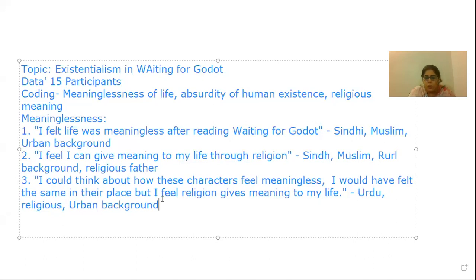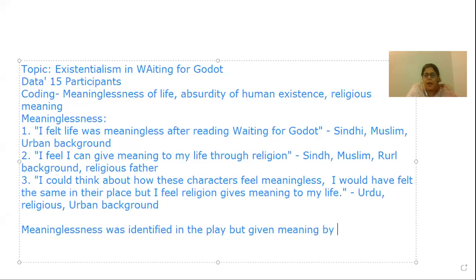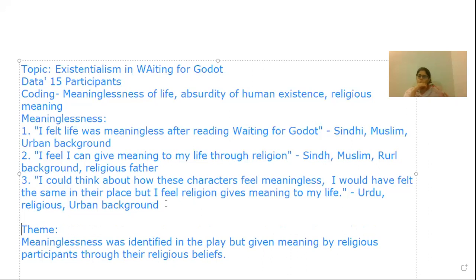So you could find a theme, a pattern, that meaninglessness was identified in the play, but given meaning by religious participants through their religious beliefs. Okay? This is the pattern or theme that you have identified in your data through your codes. Does that make sense?